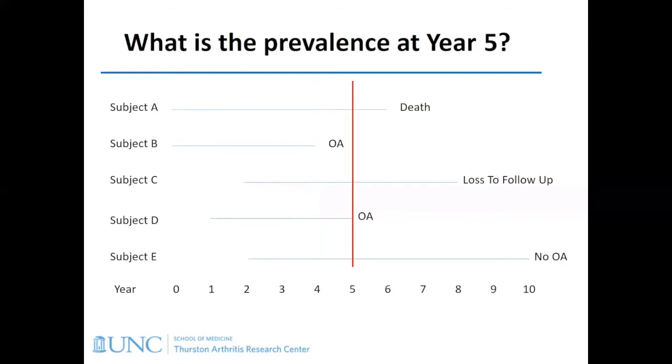But you can see how, when you select the time where you do this analysis, you may get different results. So if we look by year 5, now we have 2 people. So we would say that this was a prevalence of 40%.